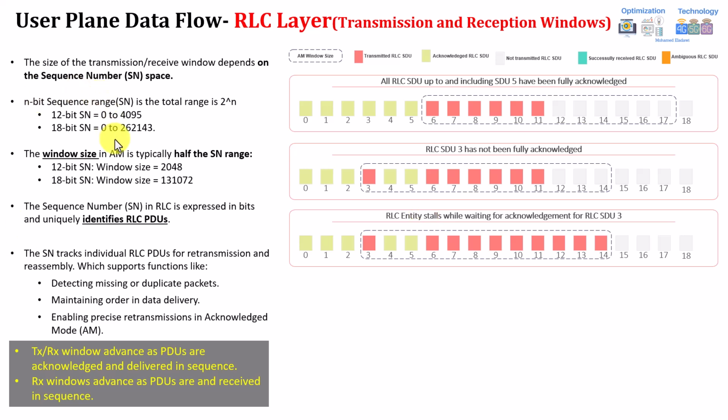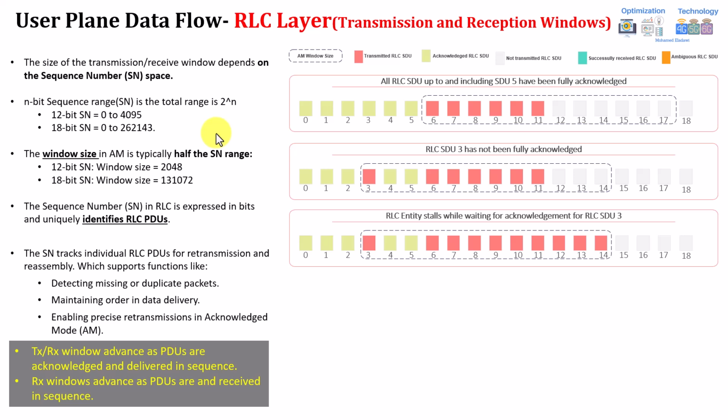Here is a quick example; I will explain how it's calculated. The window size here is equal to, for example, 2,048 bytes. So this is the maximum number of bits that can be transmitted within this window size. So the higher the window size, the higher the speed you can get. One of the advantages of 5G compared to 4G is that you now have a higher window size.